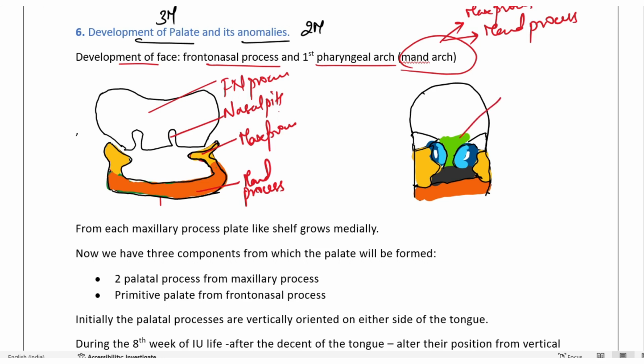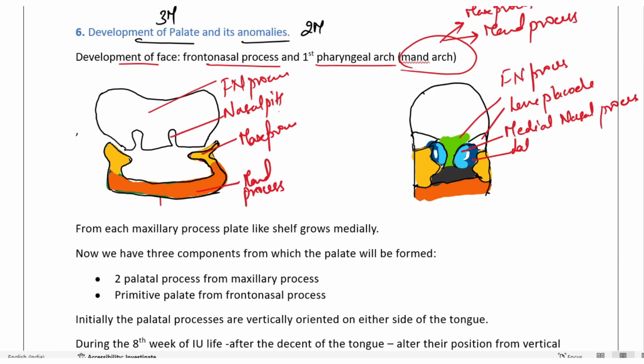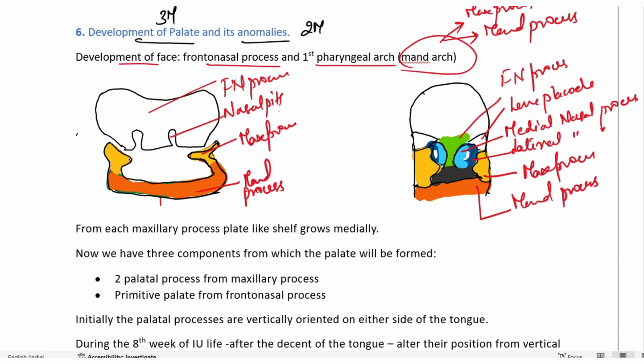On further development, this is the frontonasal process. This is the lens placode for development of eyes. The light blue is the medial nasal process. Dark blue is lateral nasal process. Yellow is maxillary process. And orange is your mandibular process. Just the diagram. We are not going to explain anything in detail here.